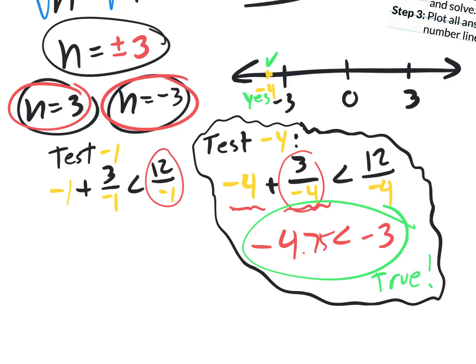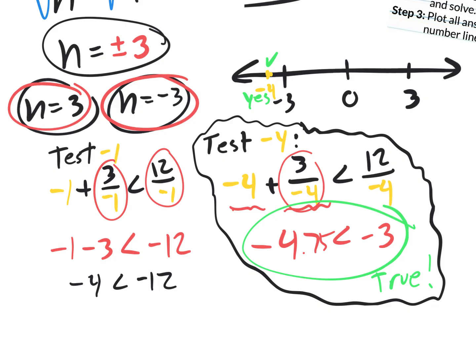So if you do this side, 12 over negative 1, that's negative 12. There's an inequality. 3 over negative 1, that's negative 3. There's a negative 1 over here. So negative 1 plus negative 3, or just negative 1 minus 3, that's negative 4, is less than negative 12. What do you guys think of that? Is negative 4 less than negative 12? No, that's false. So when you tested this value of negative 1, which is clearly on the inside between negative 3 and 0, that did not work. So I'm going to put a little red X right there. Or you could say, no, it doesn't work in there, right?